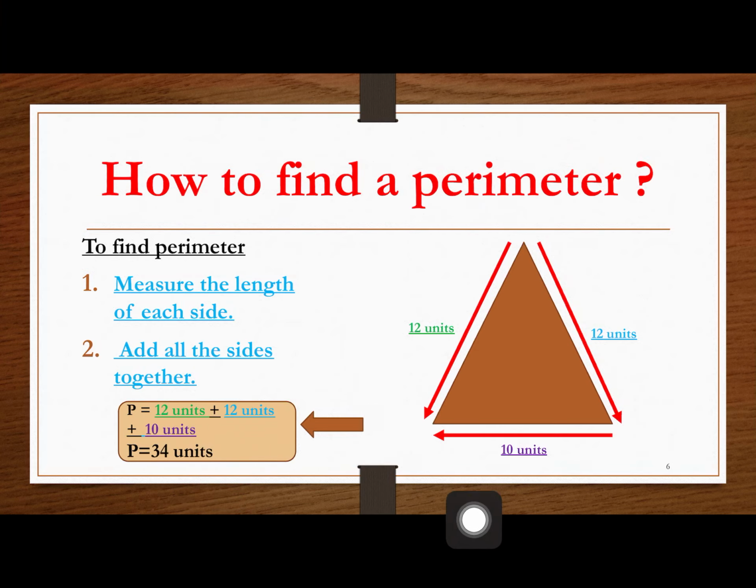Okay, so perimeter is my measurement of the total distance around my object. I took all the sides, I measured the length of each side, then I added all the sides together.